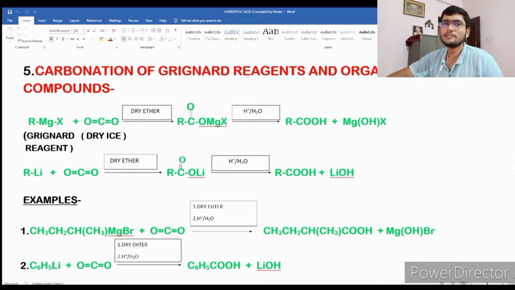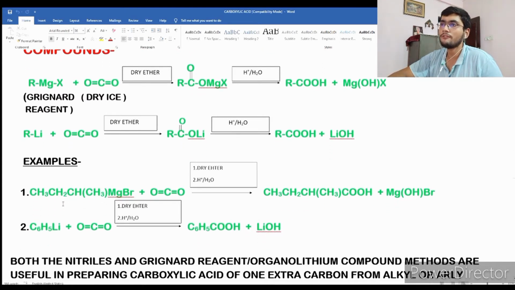Now let us see some of the examples. To make it more clear, let us see some examples. Here I have taken this as a Grignard reagent, as you can see, and we react it with dry ice in the presence of dry ether. Second, I have written the two reagents in one single box by numbering them. First we react these two in the presence of dry ether, we get the addition product, and that addition product will be hydrolyzed. So I have written that in this sequence only.